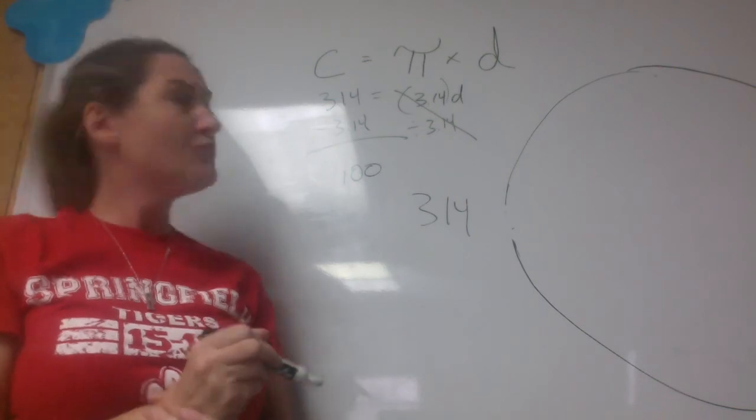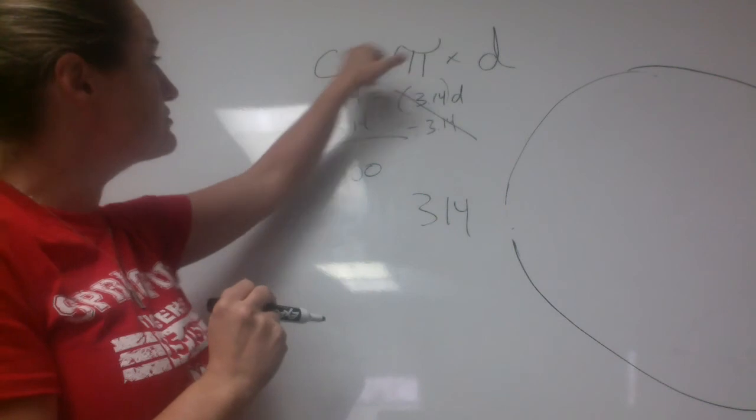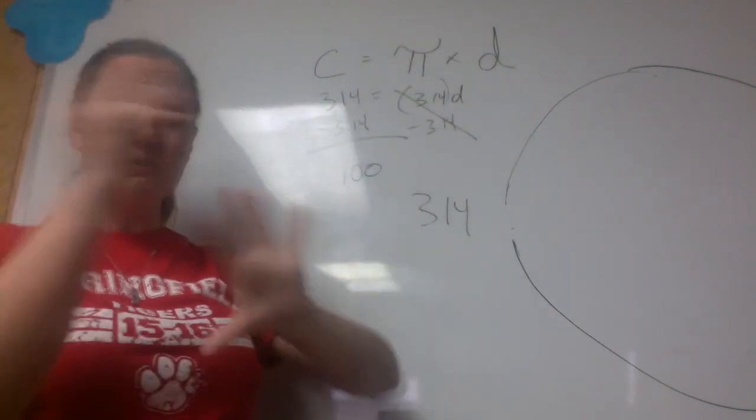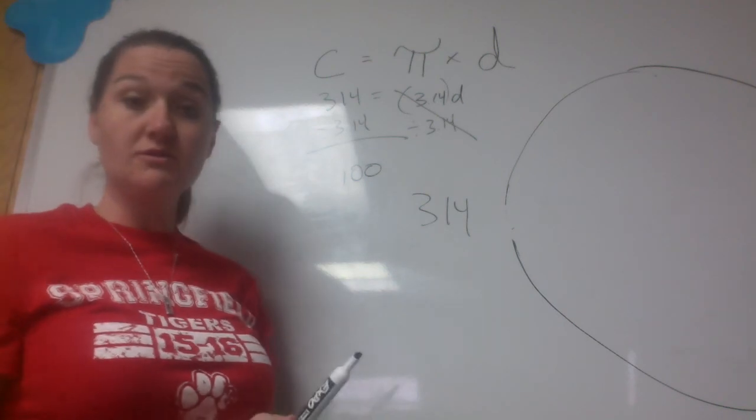So they may give you the diameter, they may give you the radius, they may give you the circumference, but as long as you use this formula, you should be able to figure out any of those other three things. All right, so that is circles and circumference. Good luck.